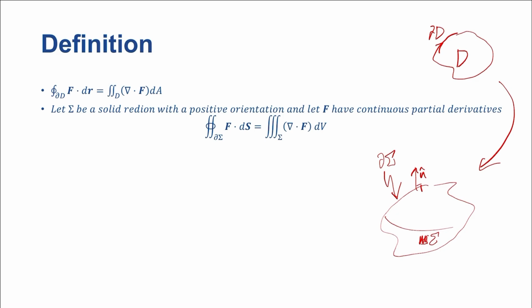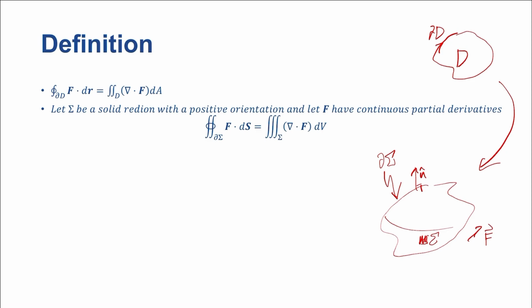Anyways, if I have this fact, and sigma is a solid region with a positive orientation, and f has continuous partial derivatives, so we're throwing in a vector field there as well, then the integral over the closed surface, the flux integral of f dotted with dS, is equal to the triple integral over sigma of the divergence, not the gradient, of f, multiplied by the differential volume.